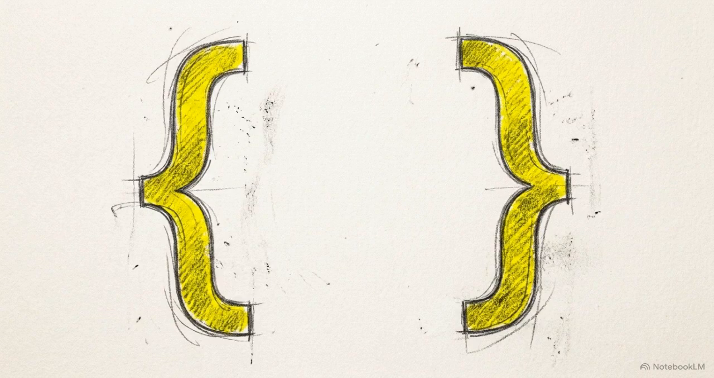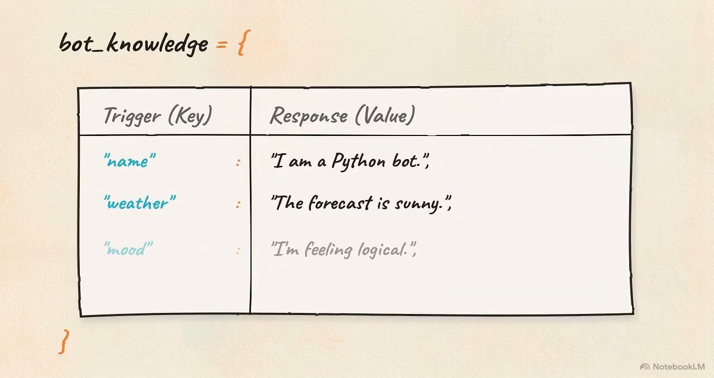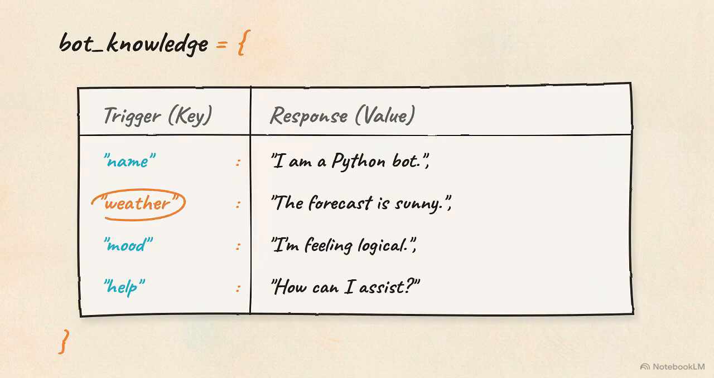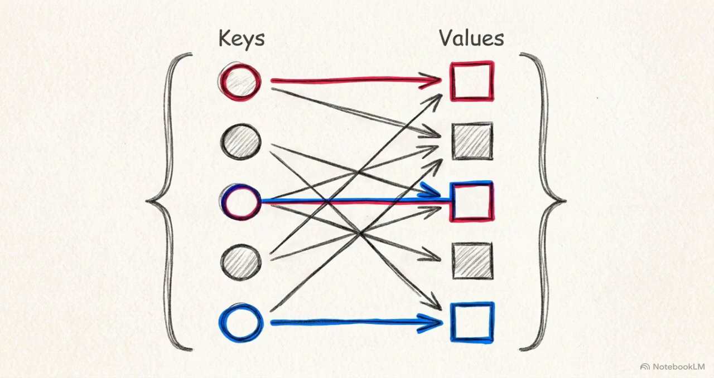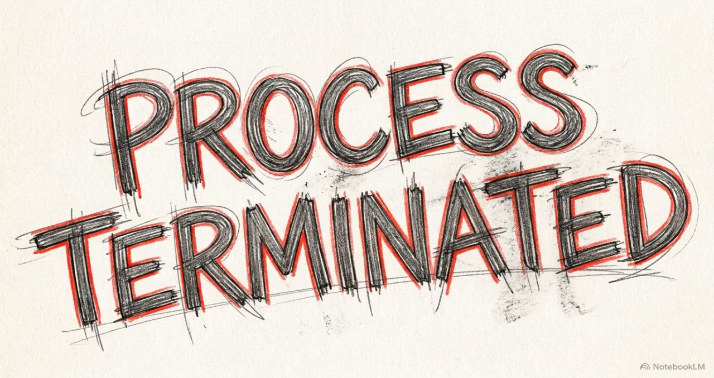We fix this by creating a function that houses a Python dictionary. This chart shows how a dictionary operates as a direct lookup table. You are explicitly mapping a trigger word on the left, like weather, to a pre-written answer on the right. Implementing a dictionary structure allows the code to mimic basic intelligence by rapidly referencing your explicit, predefined set of rules to answer questions. There is a flaw in our script.